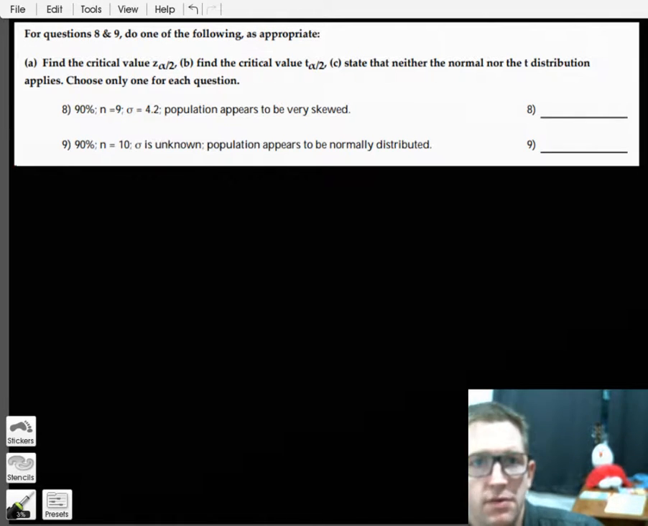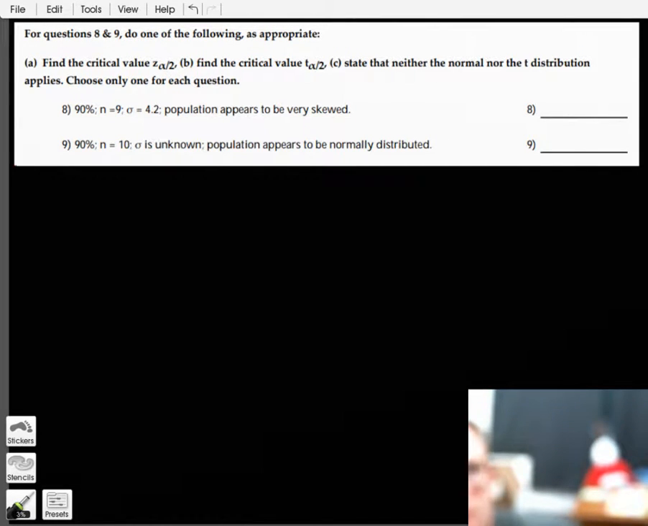Find the critical values Z alpha over 2, or find the critical value T alpha over 2. So you do one of the following.